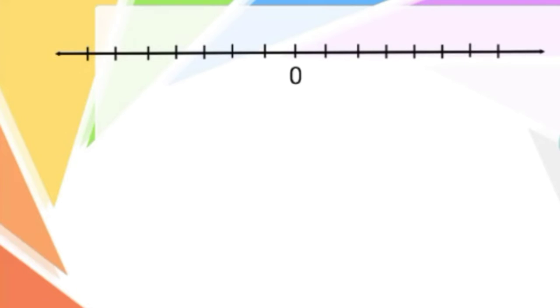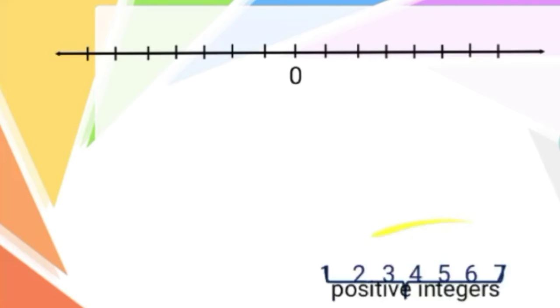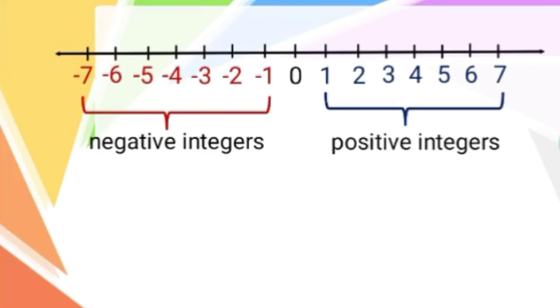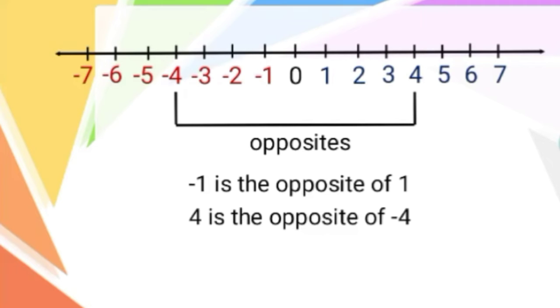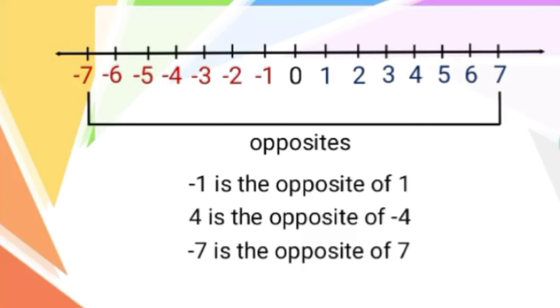Next, a number line. We all know that a number line consists of positive integers, negative integers, and 0. Now, negative 1 here is the opposite of positive 1, or pwede rin namang vice versa, pwedeng positive 1 is the opposite of negative 1. Next, positive 4 is the opposite of negative 4. And negative 7 is the opposite of positive 7, or pwede rin namang positive 7 is the opposite of negative 7. So, remember that the opposite is positive to negative and negative to positive, or additive inverse.